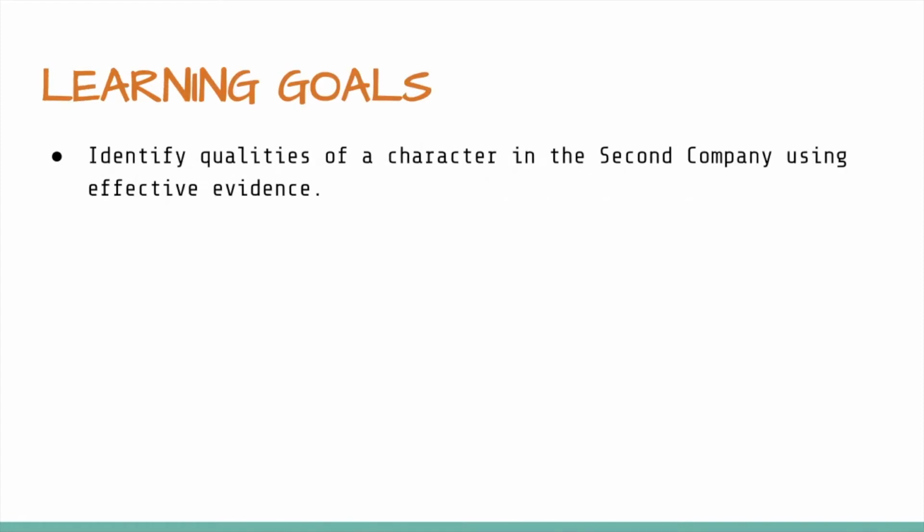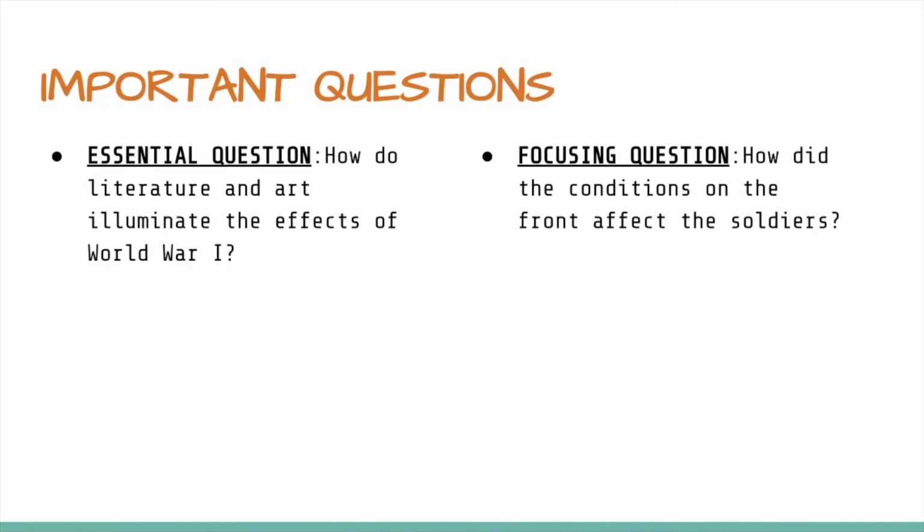So next, the learning goal for today is we're going to be able to identify qualities of a character in the second company using effective evidence. Okay, so we're going to be looking at the characters. By second company, I mean the group that we're reading about, the specific group of soldiers, and we're going to be figuring out what they're like, the personalities, what they're doing, things like that, okay? Then the important question, the central question is, how do literature and art illuminate the effects of World War I?